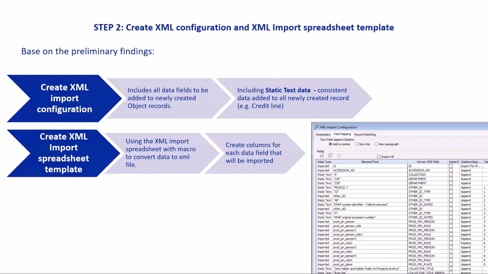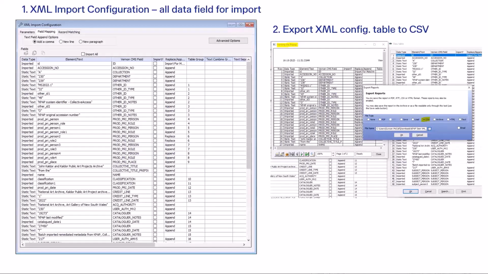Then I started creating the XML import spreadsheet template. So using the XML import spreadsheet with the macro to convert data into XML file, I created the columns for each data field that will be imported. I also found out that you could export the table from the XML import configuration to help build your XML spreadsheet for importing. These are some stages that I did.